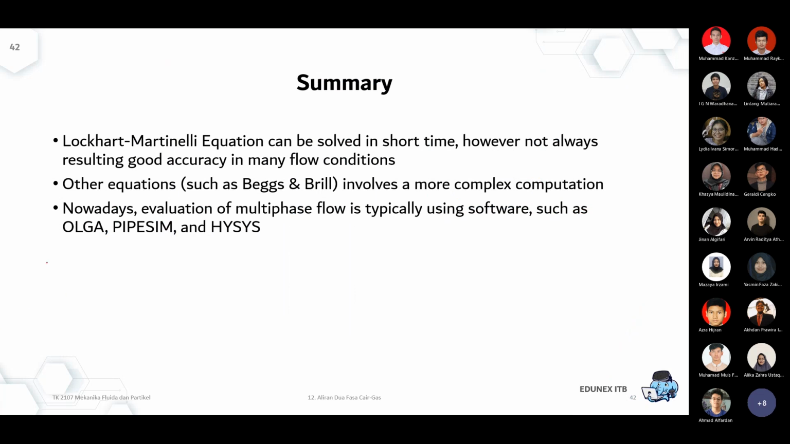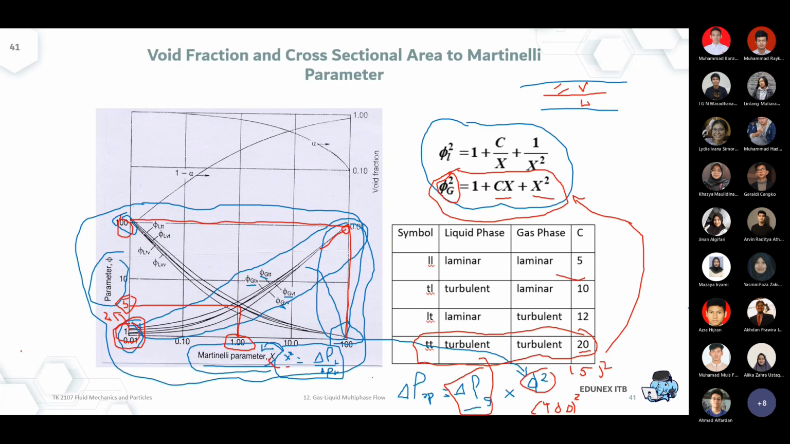Lockhart-Martinelli can be solved in a short time, however it does not always give good accuracy in some flow conditions. Other equations, such as Beggs and Brill, will not be explained as part of the undergrad curriculum because they involve more complex computations. Nowadays, evaluation is typically done using software such as OLGA from Schlumberger, PipeSim and HYSYS. This is still part of your exam on Thursday.